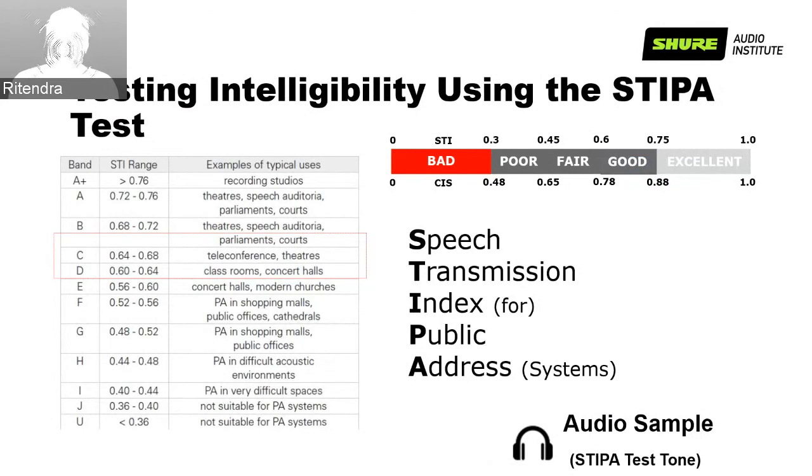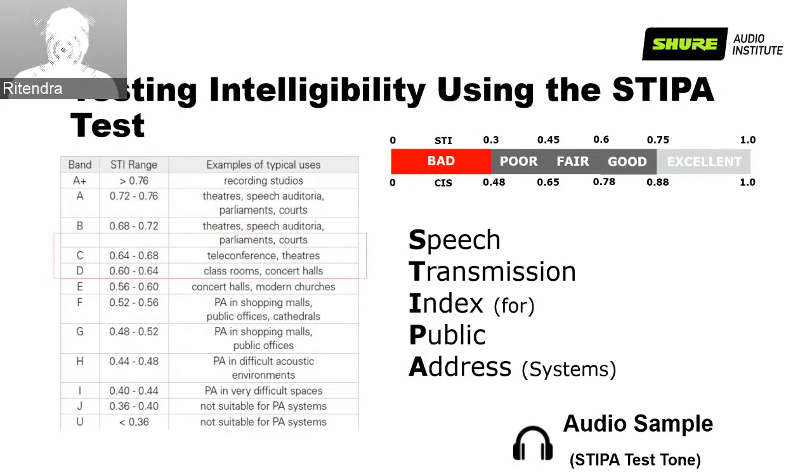Talking about a recording studio, which is going to be the best room for any kind of audio system for recording and other purposes, that requires an STI range of 0.76 or higher, right? You'll be amazed to know that if your room is acoustically treated and you use our MXA ceiling array microphone, it offers you that STIPA rating in that situation, right?